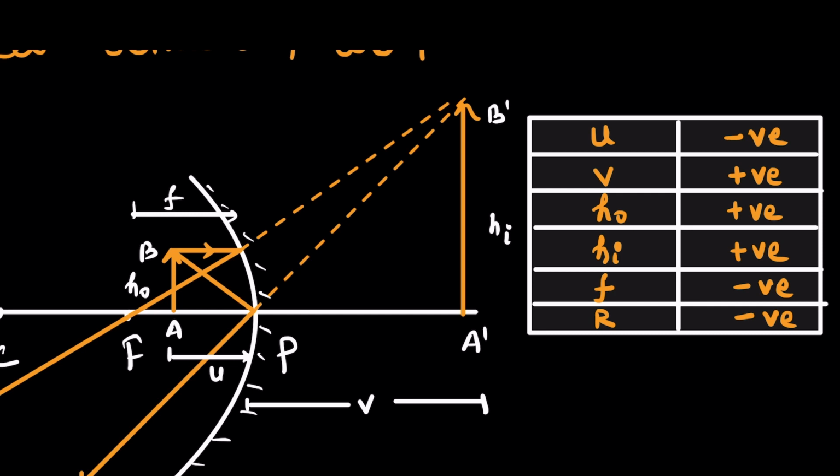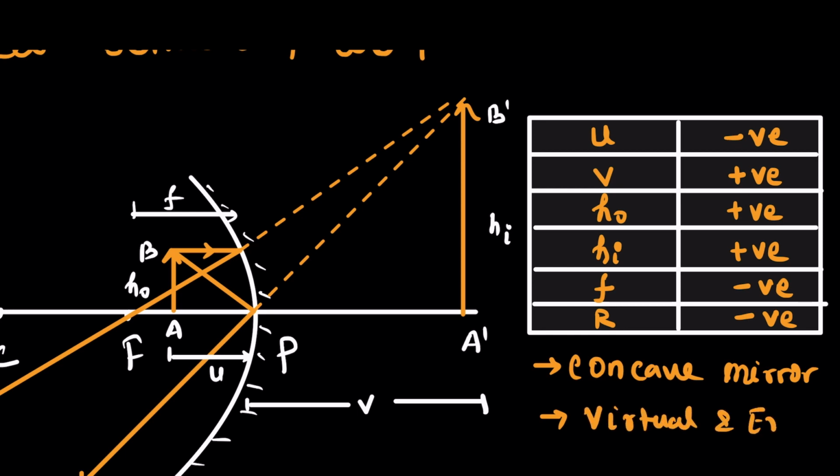So in concave mirror, we have two tables. In one table, we use when the image forms real and inverted, and in the second table, where the image forms virtual and erect. I hope you understood these two conditions of sign convention that we are using in a concave mirror.